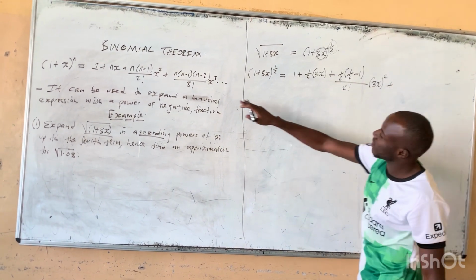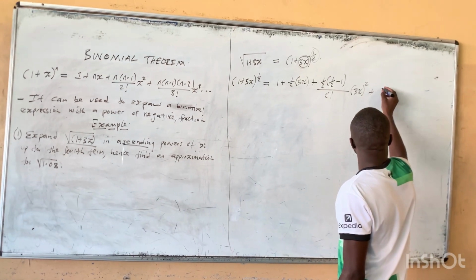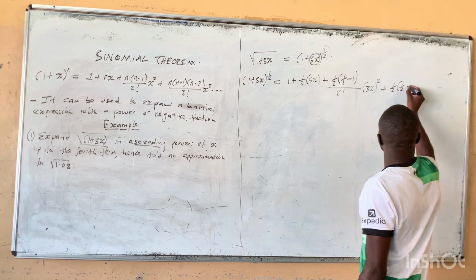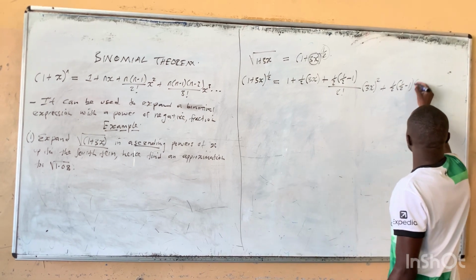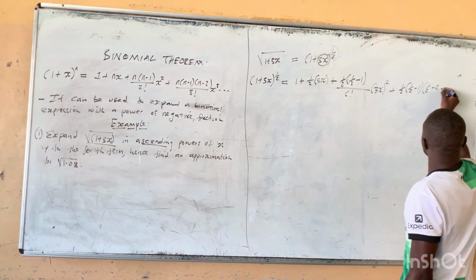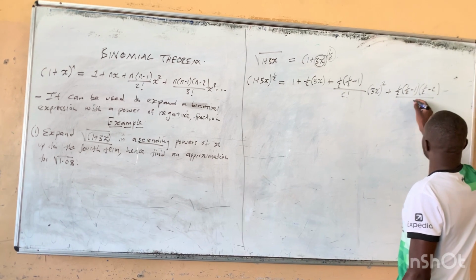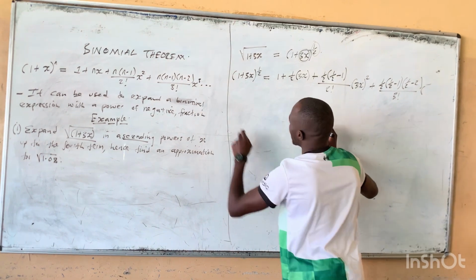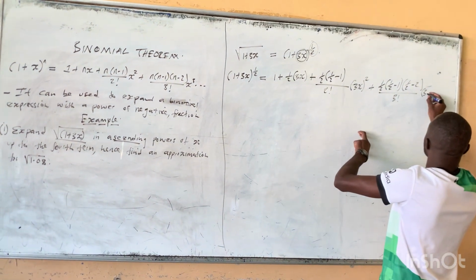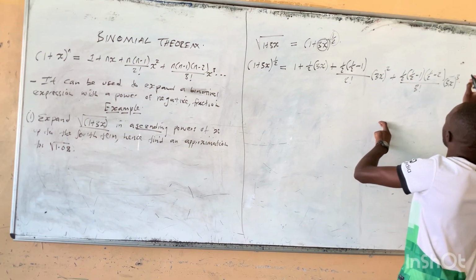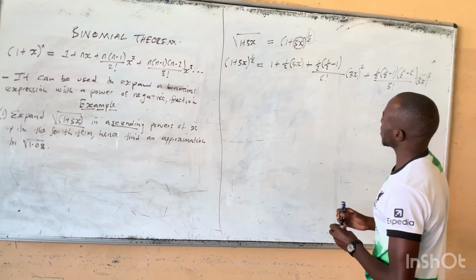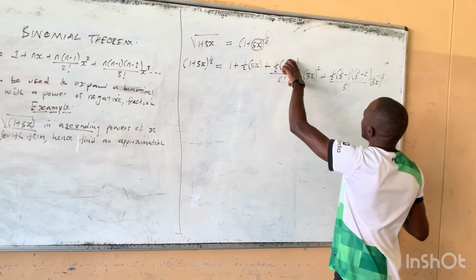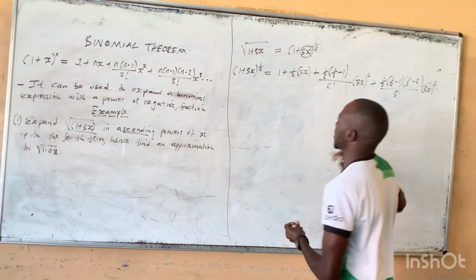Plus, next we are getting 1/2. Inside the brackets, it's 1/2 minus 1. Here it is 1/2 minus 2, over 3 factorial. Then this is raised to the power 3, so 3x will be raised to the power 3 like this. And when you check it, this is our first term, second, third, and fourth. So we'll end there.